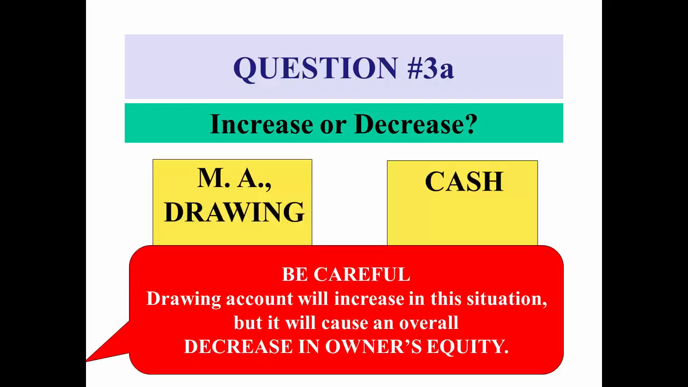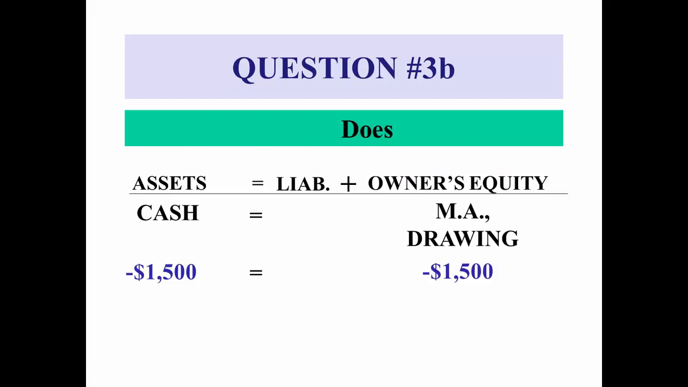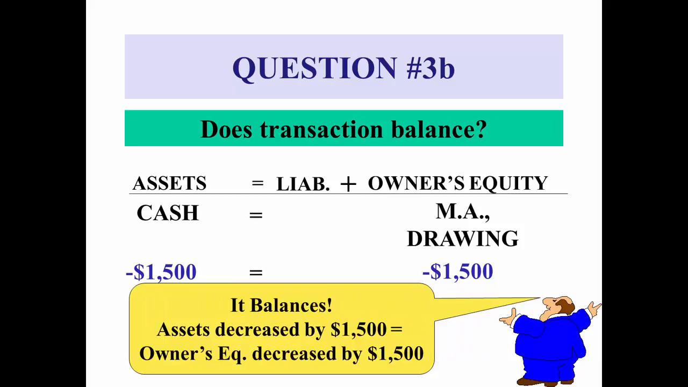Be careful. The drawing account will increase in this situation, but it will cause an overall decrease in owner's equity. We are reducing owner's equity even though we're increasing the withdrawal. The more withdrawals we make, the lower owner's equity is going to be. So we have a decrease in an asset called cash of $1,500. And we had an increase of drawing, but because it's going to then decrease owner's equity, we're going to change that increase to a decrease. And it balances.